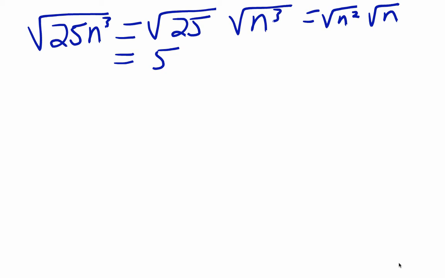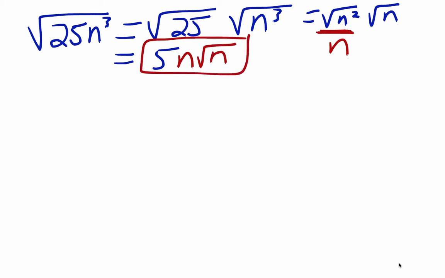Well, right here, the square root of something squared is just that number. So the square root of a number squared is just that number, and then we would have the square root of n along with it, so then that would be our answer.